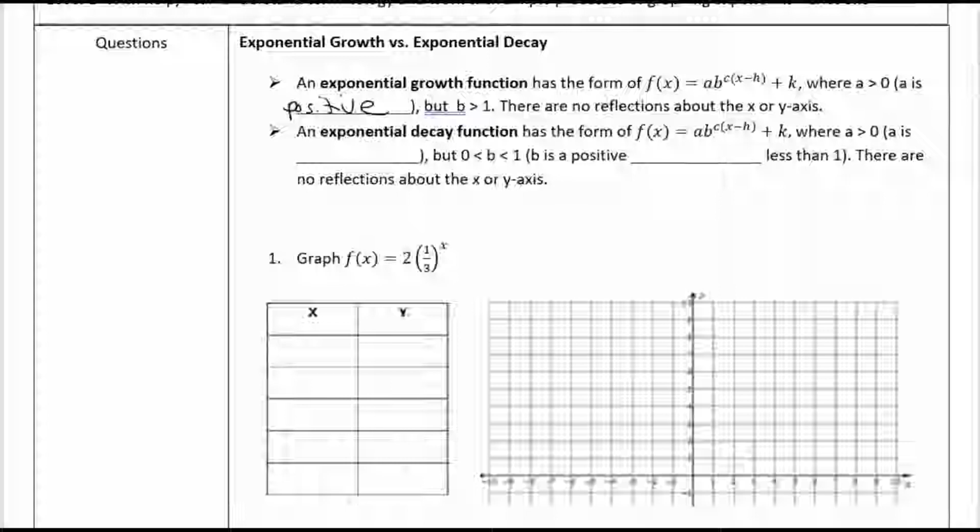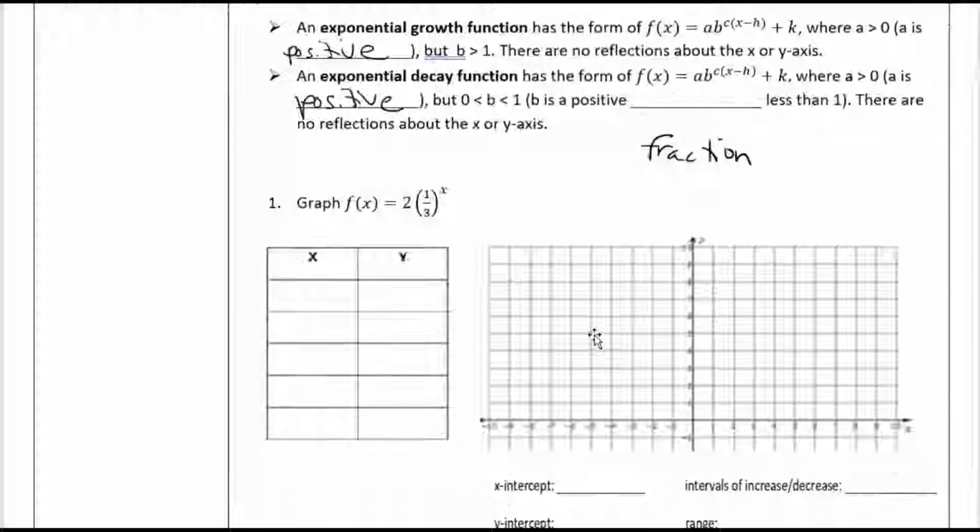A decay has the same form, except now a is still positive, but b is a fraction between 0 and 1. So b is a positive fraction. For example, 1/2, 1/3, 1/5, 1/6 are possible values that b can take on for it to be an exponential decay. We're going to show you how this graph looks, and you'll see that the decay function is actually decreasing or decaying. All right, so we're going to show you the first example.